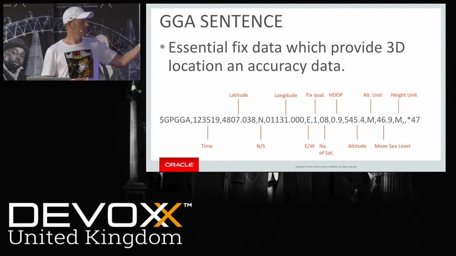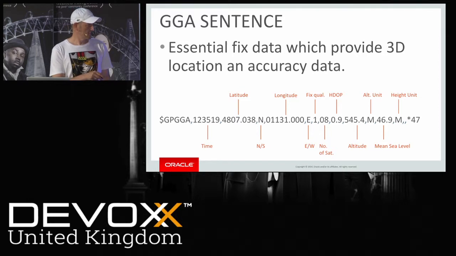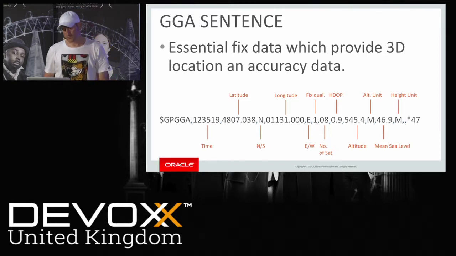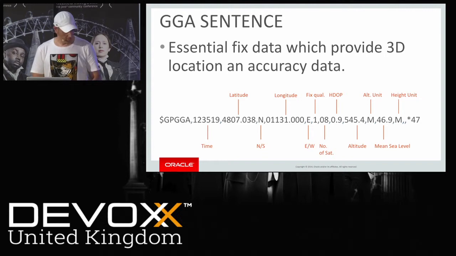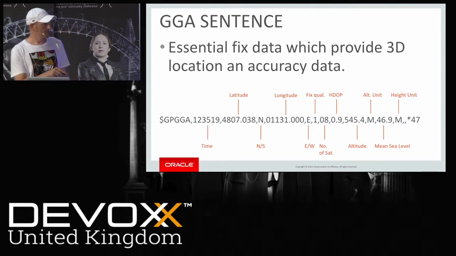And usually a GGA sentence looks like this. And you can see here the time. It's 12 o'clock, it's 12:30. Then we have latitude, longitude, north, south, and east, west. Fix quality. Then we have something like HDOP, which means horizontal dilution of precision. And this is a factor.